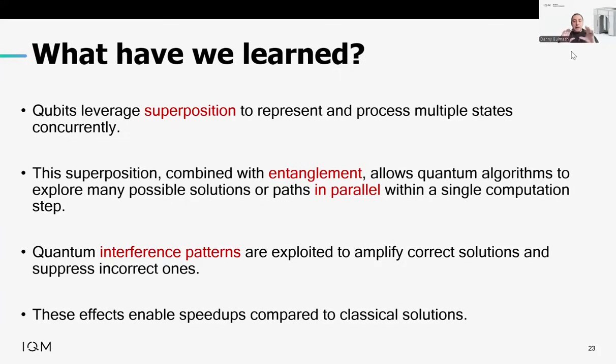Then, by being very careful about how we use those minus signs, we could use quantum interference to amplify the correct solutions and suppress incorrect solutions. We want all of the bad solutions, which aren't the secret code, to cancel out, and the only one that's left to be the correct solution, the secret code itself. And these effects are what let us speed up compared to classical algorithms.